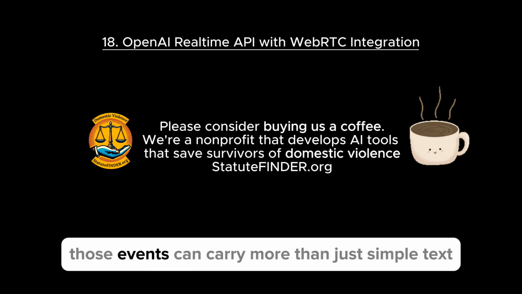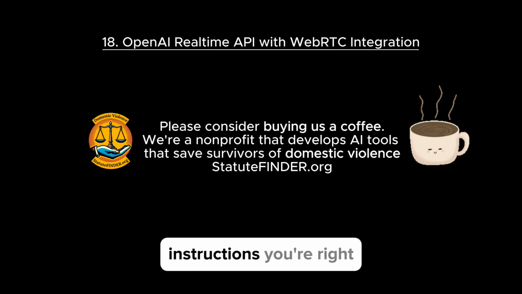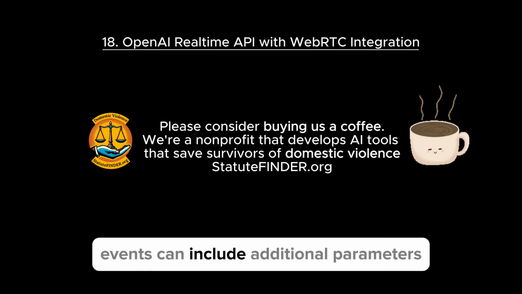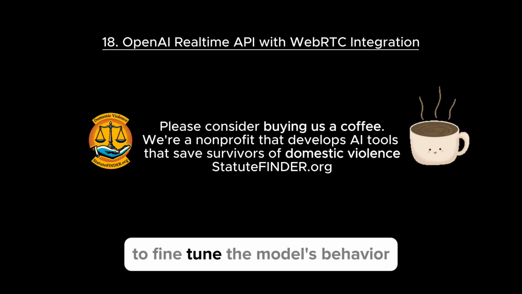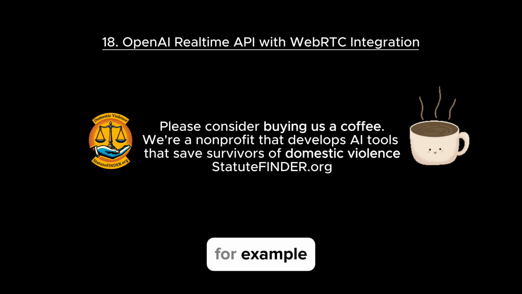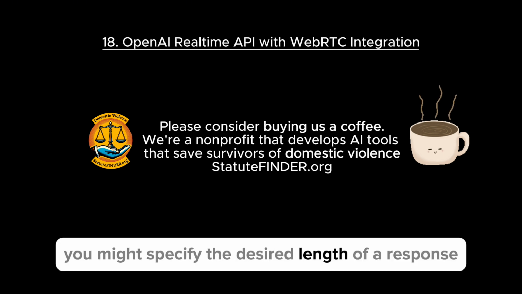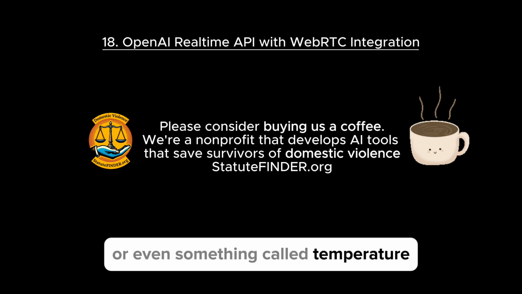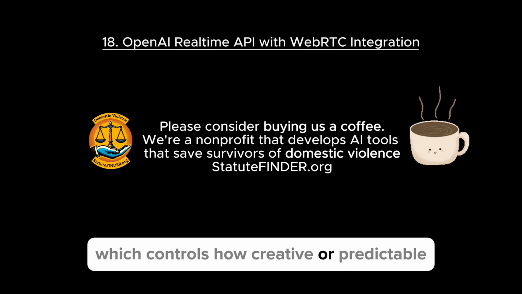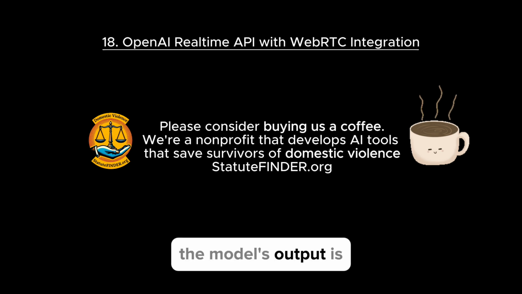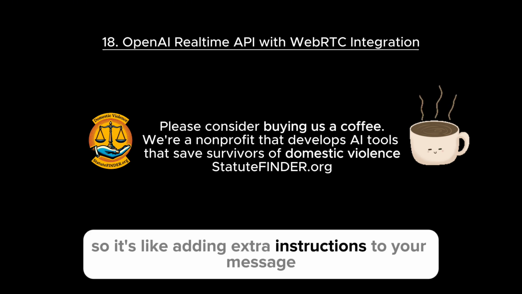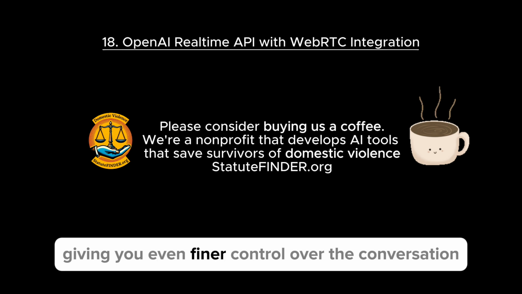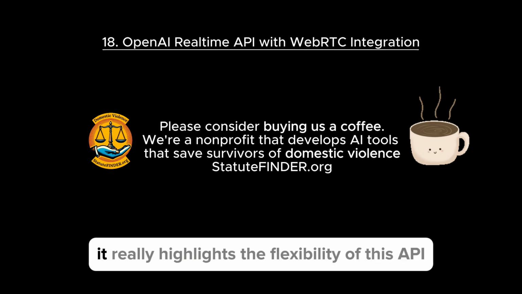Exactly. And I bet those events can carry more than just simple text instructions. You're right. Events can include additional parameters to fine-tune the model's behavior. For example, you might specify the desired length of a response, the format you want the output in, or even something called temperature, which controls how creative or predictable the model's output is. So it's like adding extra instructions to your message, giving you even finer control over the conversation. It really highlights the flexibility of this API.